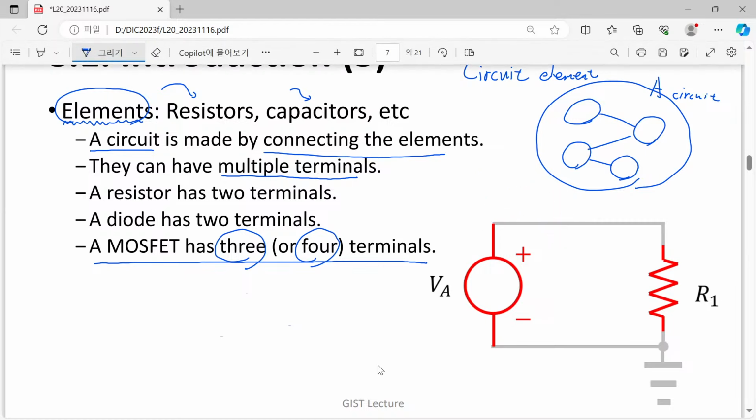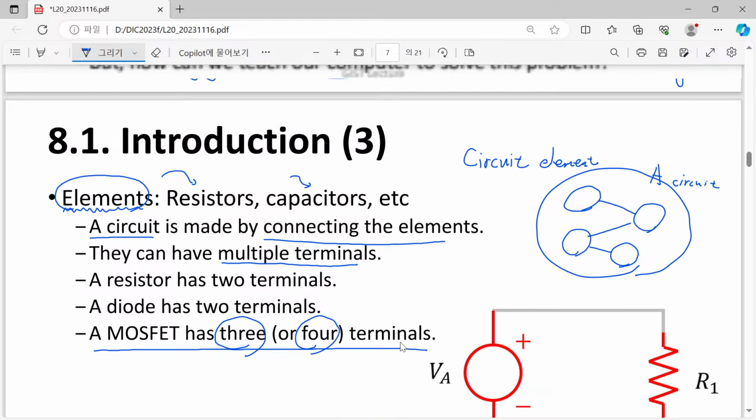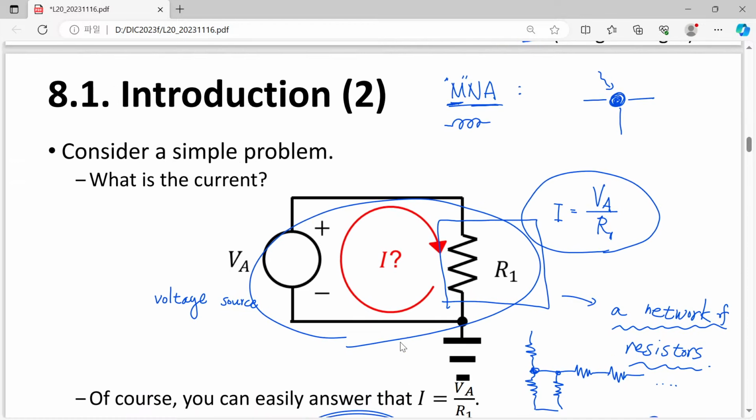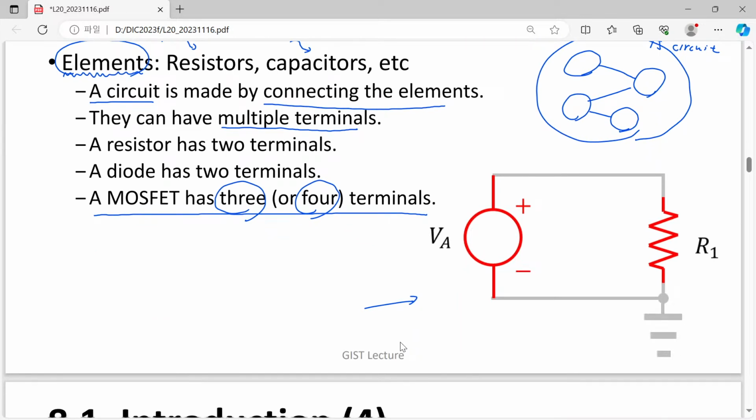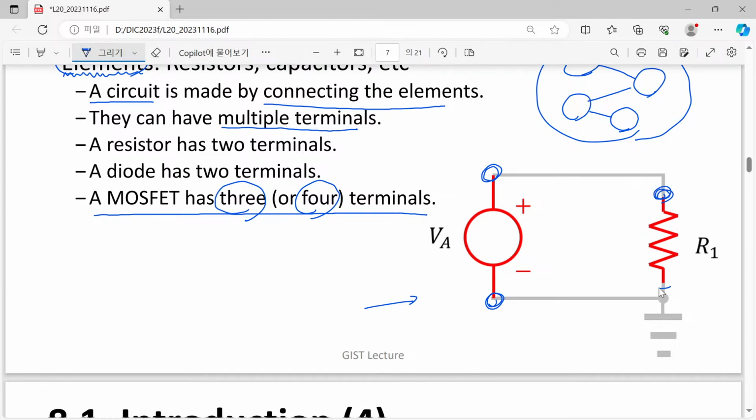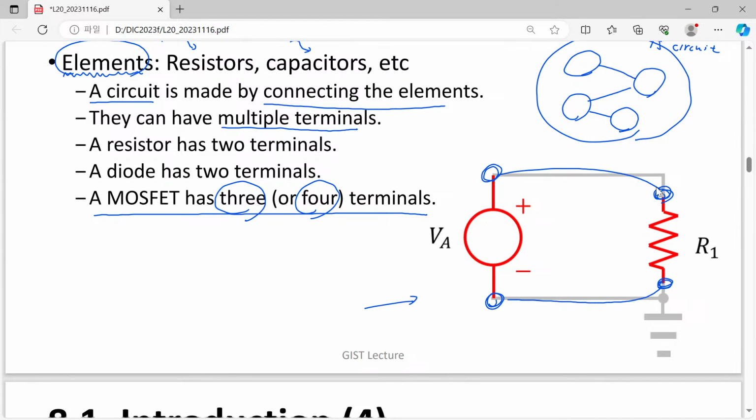So this figure just shows the same circuit we are considering, voltage source and resistor. Then what are the circuit elements? Here, these red colored ones are circuit elements, and they have two terminals, and their connectivity is important. In the next slide, I will talk about this one. For example, if we make it this way, then that will be a certain thing.